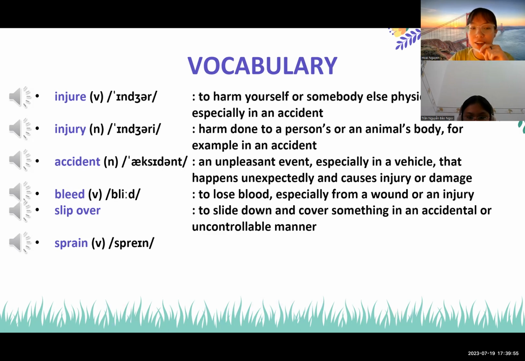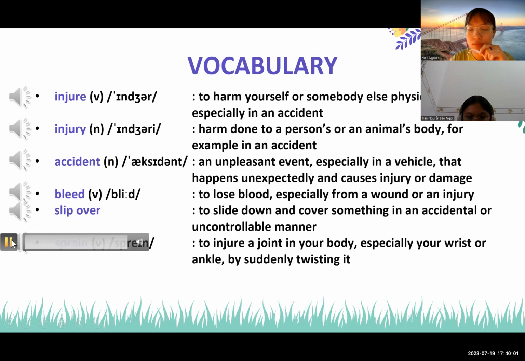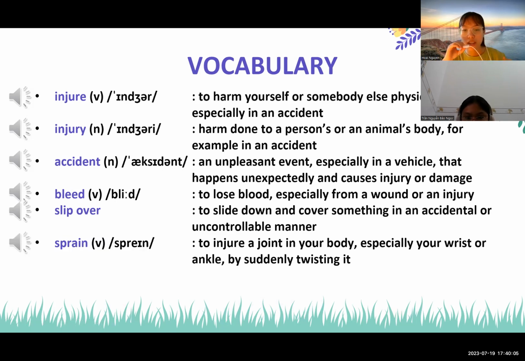Okay, slip over. Now next we have sprain. Sprain means to injure a joint in your body, especially your wrist or your ankle, by suddenly twisting it.